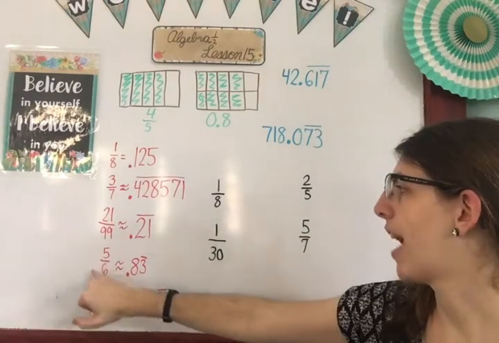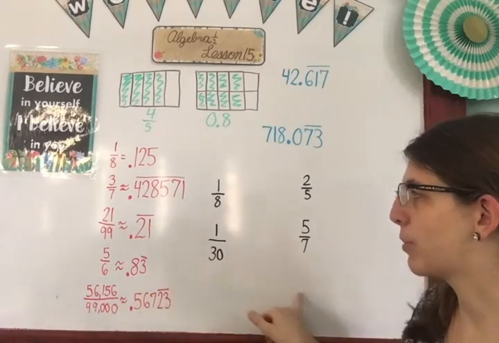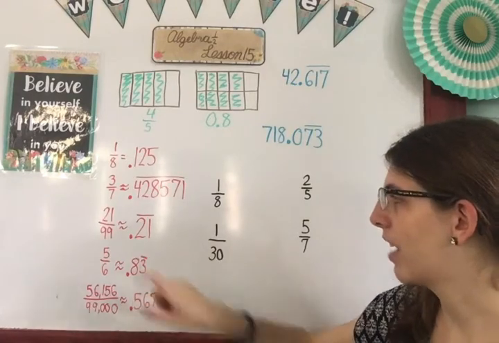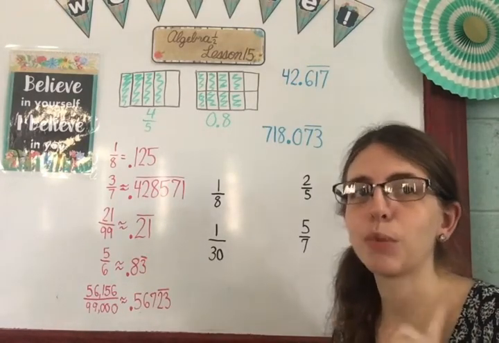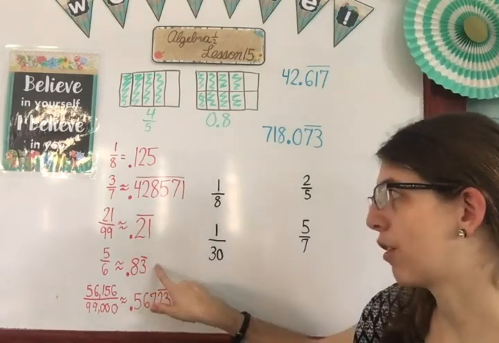If I divide 5 by 6, I get 0.8. And then I have a 3 that keeps going into infinity. So I just draw the line over top of that 3, but not over the 8. The 8 doesn't repeat, only the 3 does. So the line only goes over the 3.